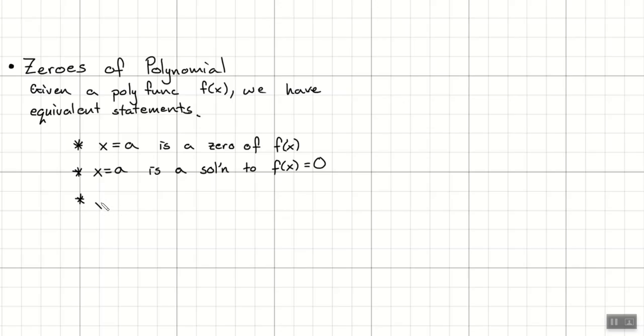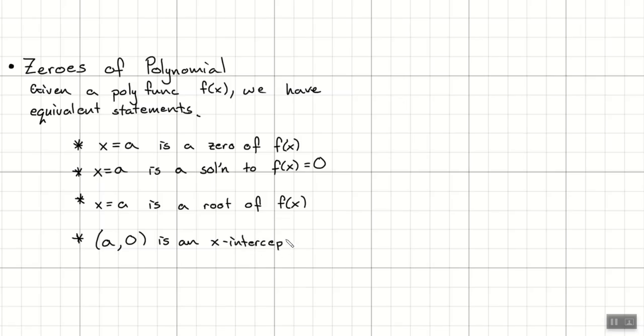X equals a is a root of f of x. Any others? What if we're thinking about a graph? What is the significance of a 0? The x-intercept. Now, I'm not just going to write x equals a as the x-intercept. If x is equal to a, what is the y value if it really is an x-intercept? So we would say then the ordered pair a comma 0 is an x-intercept.